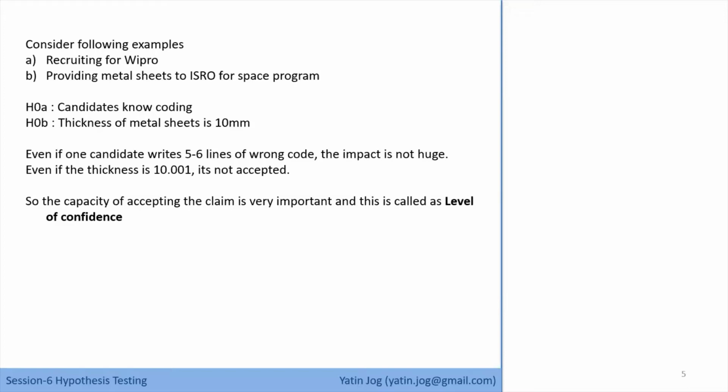The capacity of accepting the claim with some kind of error or some kind of faults is very important, and that is called the level of confidence. So when I say 95% confidence, I'm okay with 5% error. I'm ready to accept that 5% chance and go ahead with 5% risk. But when I say 99.99% confidence, I am ready to accept only 0.01% error. So what kind of error you are ready to accept as a business describes your confidence level in your analysis. That is a very important term in analysis: confidence level.